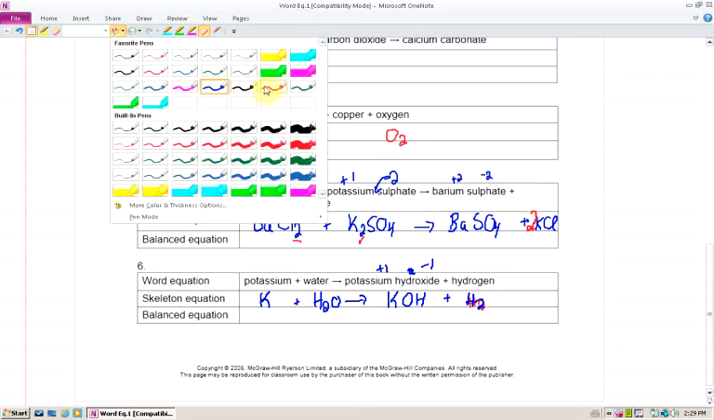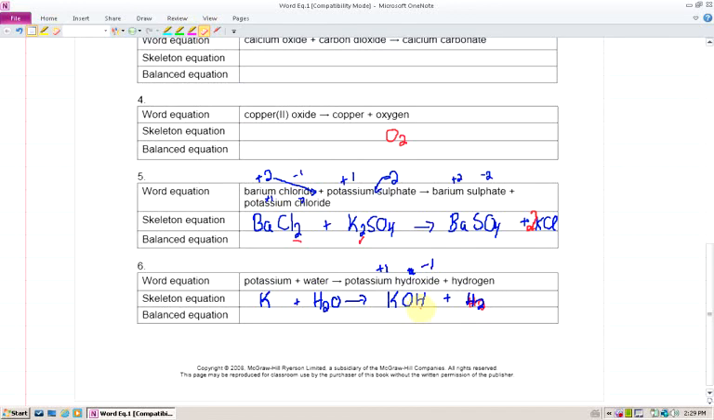Okay, to balance this one, the difficulty is that hydrogen here is by itself, which is an odd number, and hydrogen likes to travel in 2's. The best way to do this is to put a 2 in front of here, which now will give me 2 hydrogens there and 2 here, which is 4. So I need a 2 here, because 2 times 2 would make 4. And I also need a 2 in front of the K.